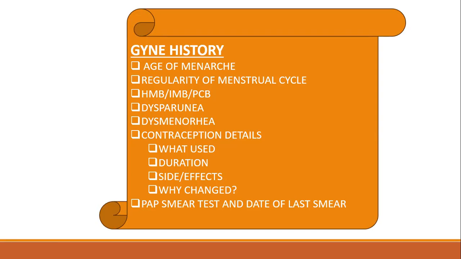contraception details: what she has been using, why she has used that, the duration of use of the specific contraception and its side effects, what she has sustained with these contraceptions, and if she changed the method of contraception, why she changed. Then ask, more importantly, about the pap smear test and the date of the last smear. This is a very important question related to your gynecological history to rule out sexually transmitted diseases and cervical intraepithelial neoplasia (CIN).